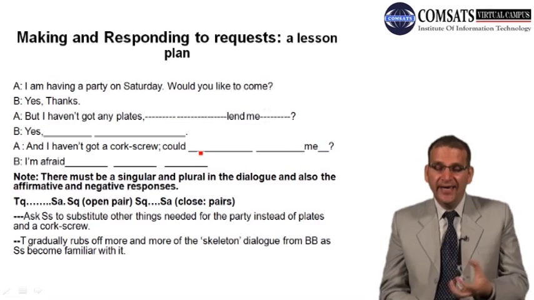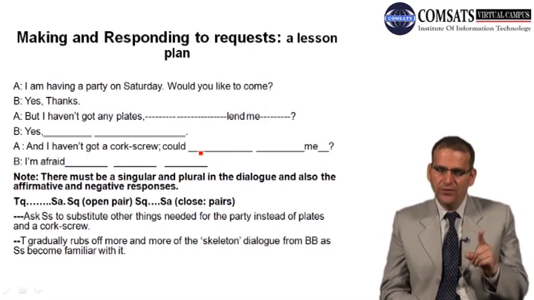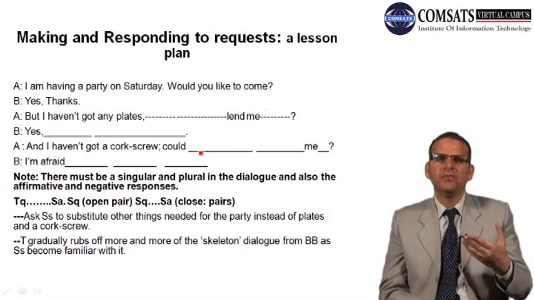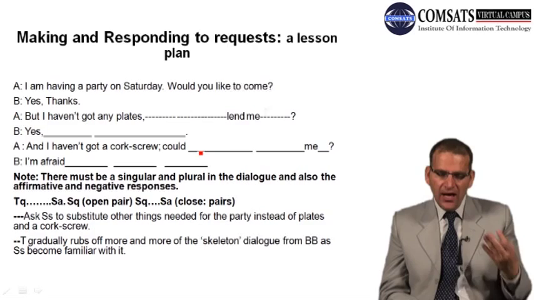Again, the teacher questions and the students answer. T for teacher, Q for question, S for student, A for answer. Student question, open pair, like the old activity that we had, where there could be an open pair or a closed pair. Ask students to substitute other things needed for the party instead of plates and a corkscrew. This is something you can do.